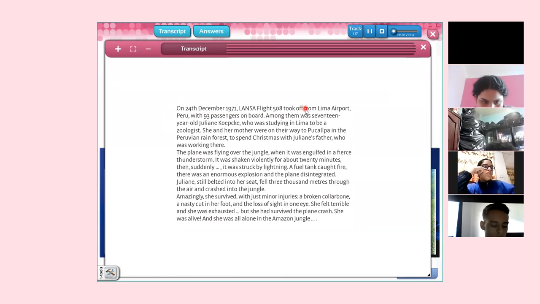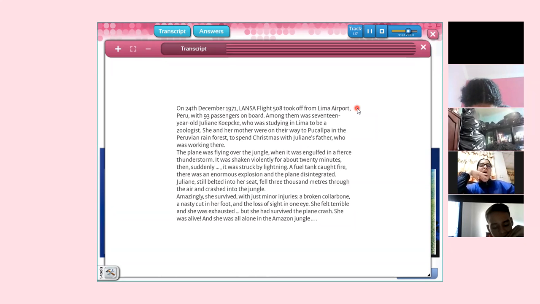On the 24th of December 1971, Lancer Flight 508 took off from Lima Airport, Peru, with 93 passengers on board. Among them was 17-year-old Juliana Kupka, who was studying in Lima to be a zoologist. She and her mother were on their way to Pucallpa in the Peruvian rainforest to spend Christmas with Juliana's father, who was working there. The plane was flying over the jungle when it was engulfed in a fierce thunderstorm. It was shaken violently for about 20 minutes. Then suddenly, it was struck by lightning. A fuel tank caught fire, there was an enormous explosion, and the plane disintegrated.